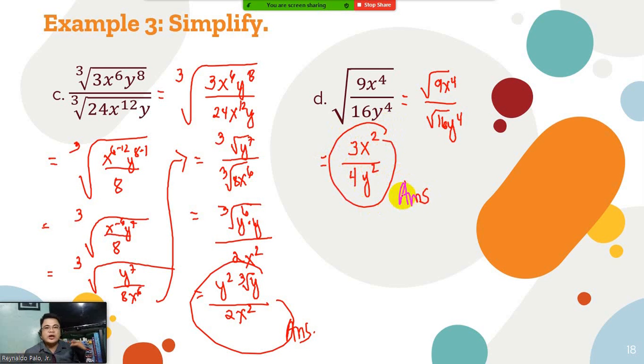So that's how you are going to apply the product rule and the quotient rule of radicals. They play important roles so that we can easily simplify any radical expression.